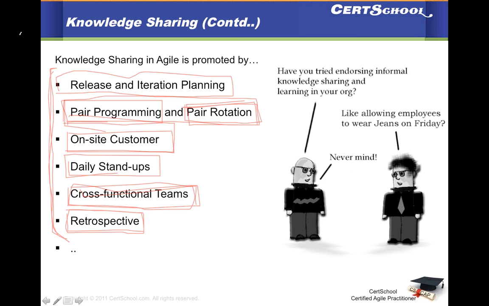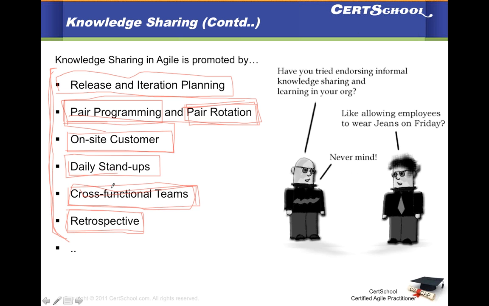Okay, so I see that there are a few questions. One of them is about pair programming. So pair programming is two engineers doing programming together, one person actually working on the keyboard writing the program, and the second engineer reviewing as the program is being written. I hope that answers that question. Okay, how does iteration planning help knowledge sharing?